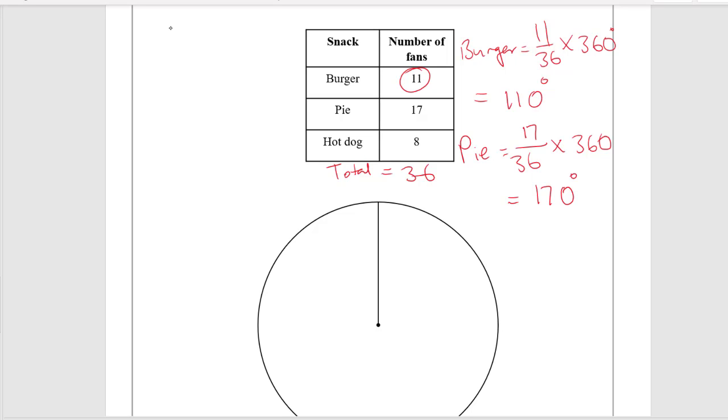And hot dog is 8 out of 36 times by 360. Okay, so that gives us 80 degrees.